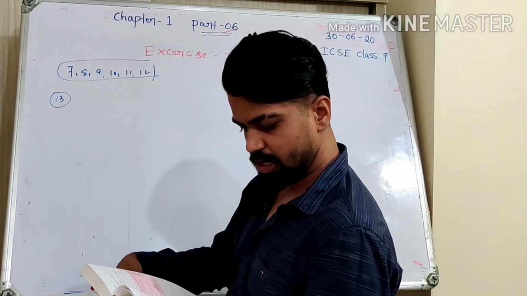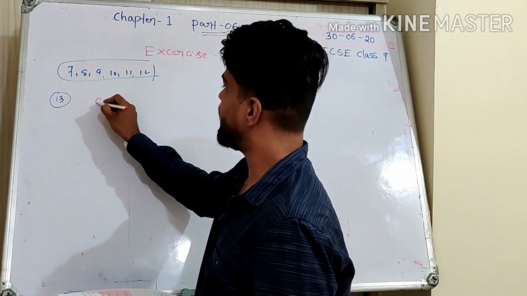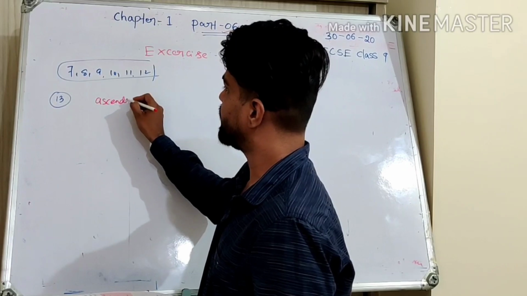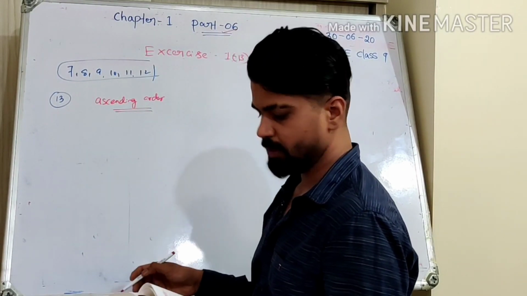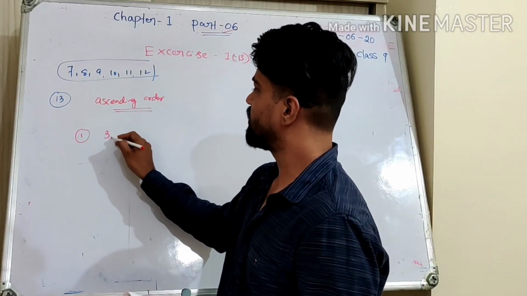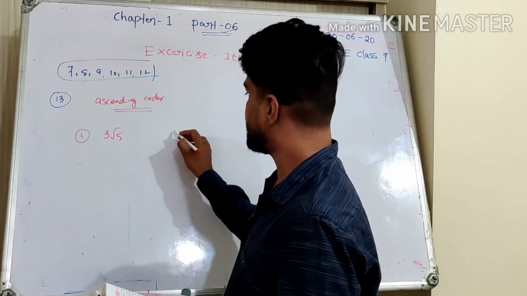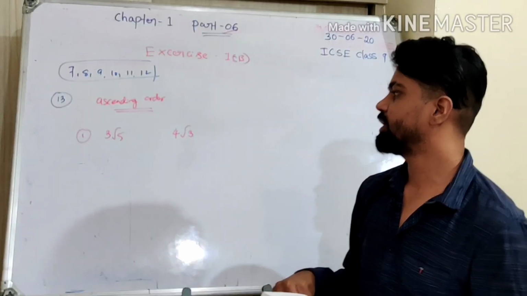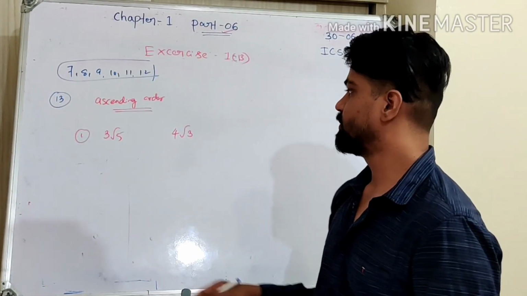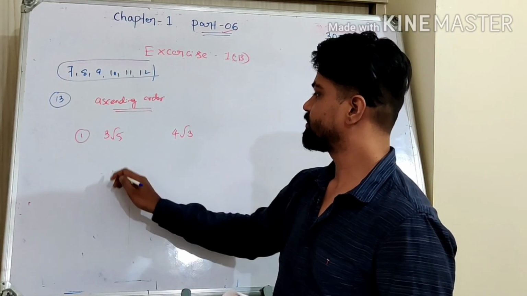Writing in the ascending order. Write in the ascending order. The irrational numbers are given. We need to write them in the ascending order. That's what we saw today. So first one, 3√5, 4√3. What is the power you are looking at? The power you are looking at is the square root, right? So that's why we are going to do this.